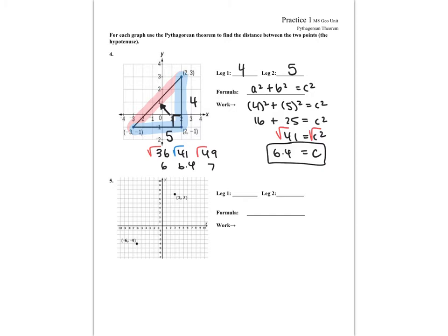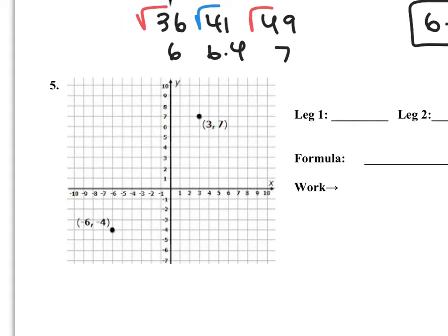So now let's look at the next one. So now I've got the points (-6, -4) and (3, 7), and I'm trying to find the distance between these 2 points. So again, I can't actually count diagonally. That wouldn't make sense. But what I can do is count vertically and horizontally, so up and down and left and right. So I could draw a line this way and then this way.